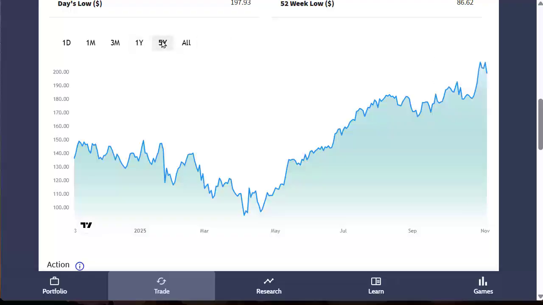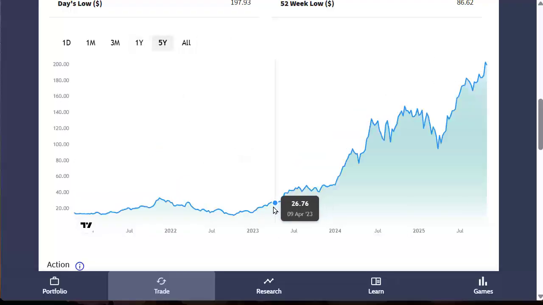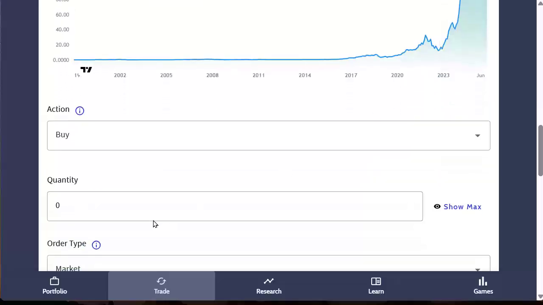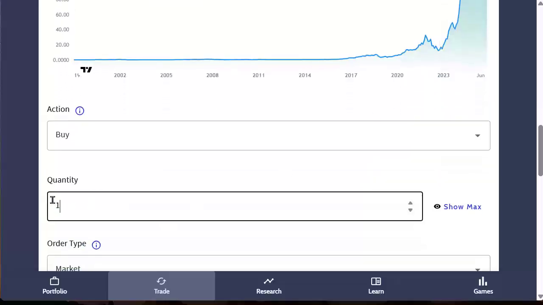If we look at the 5 year, we'll see that before about 2003, the share price was only around between about $12 and $30. And if we go back, it appears that the prices were very low, like just a few dollars per share. But then it got more and more expensive, okay? Or you could say more and more valuable. So let's buy one share of this.